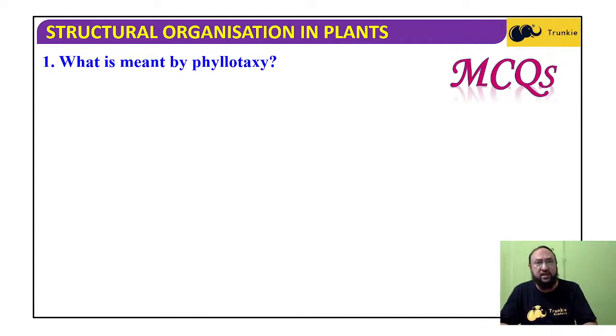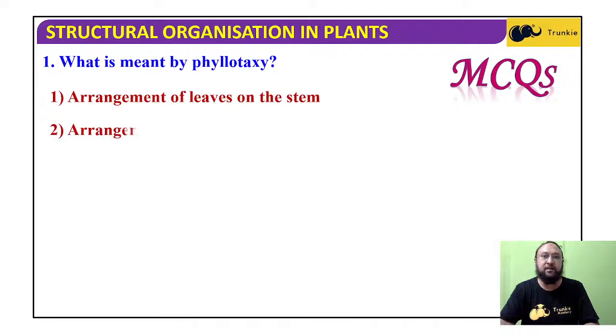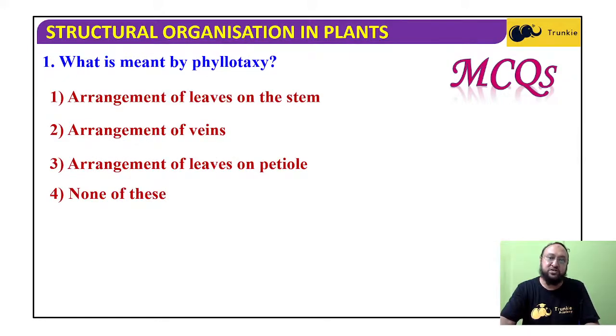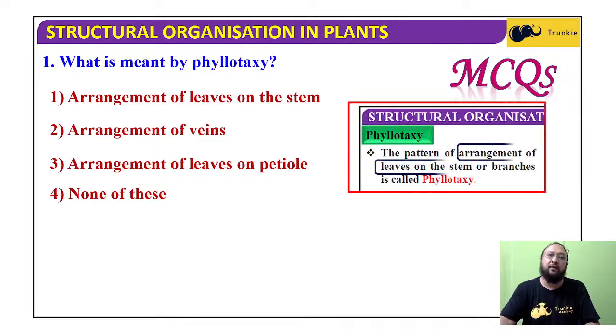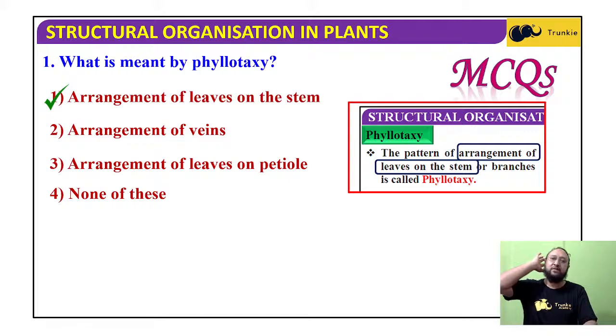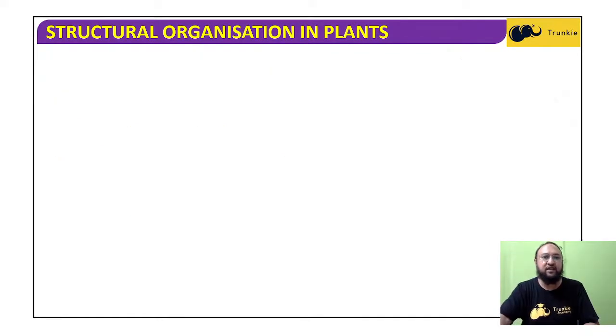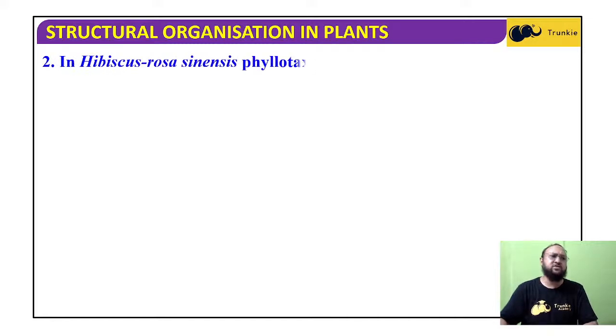Phyllotaxy is the study of the pattern of arrangement of leaves on branches or stem. Is it the arrangement of leaves on the stem, or arrangement of veins, or arrangement of leaves on petiole, or none of this? It is the number one. That is the arrangement of leaves on the stem. Phyllotaxy is the pattern of arrangement of leaves on the stem or branches. Now in Hibiscus rosa sinensis, that is China rose.